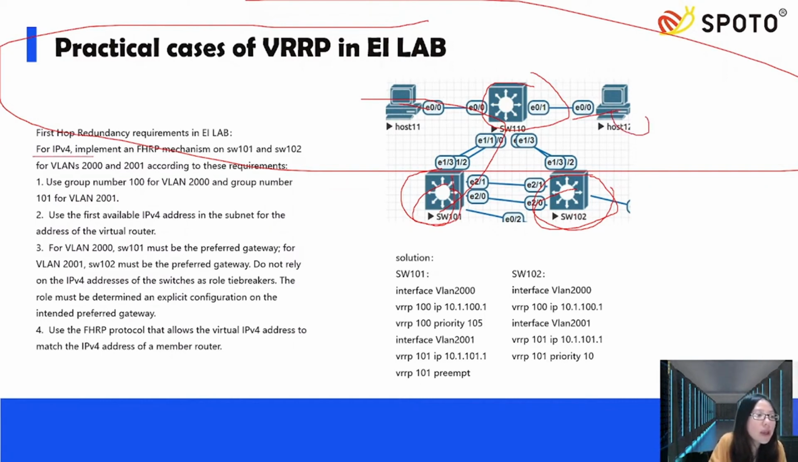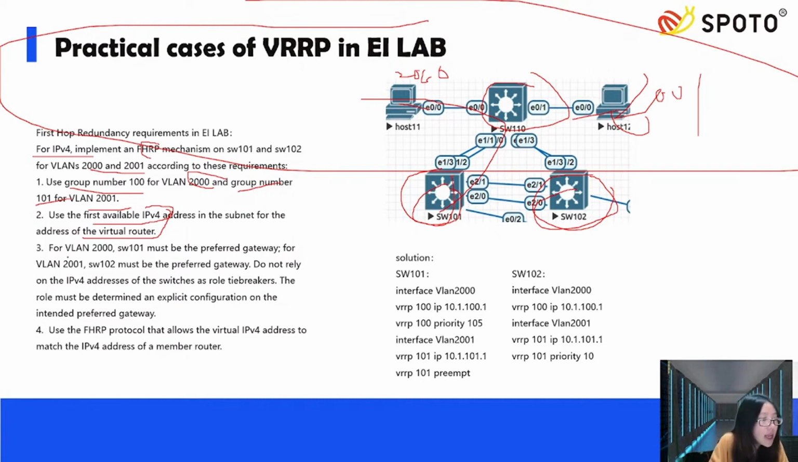For IPv4, we implement FHRP on switch 101 and 102 for VLAN 2000 and 2001. We use group number 100 for VLAN 2000. Host 11 is in VLAN 2000. And group number 101 for VLAN 2001. We use the first available IPv4 address in the subnet for the IP address of the virtual router. Can you tell which one it is, VRRP, HSRP or GLBP?